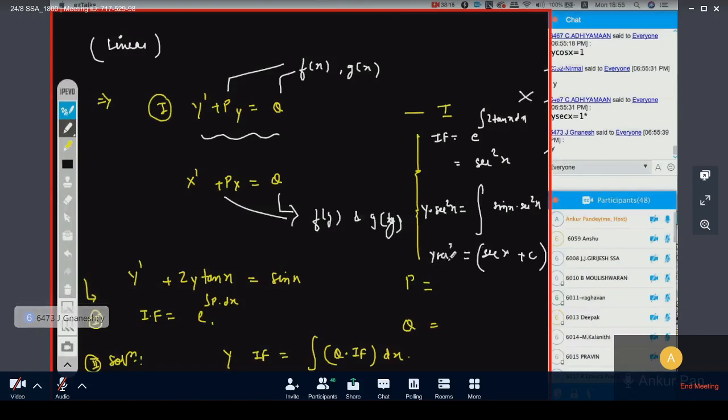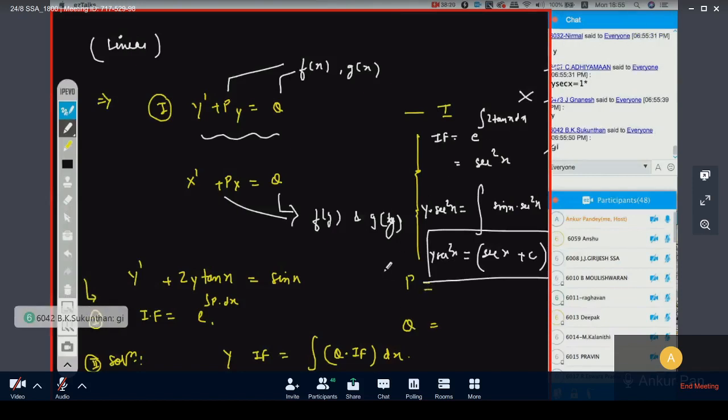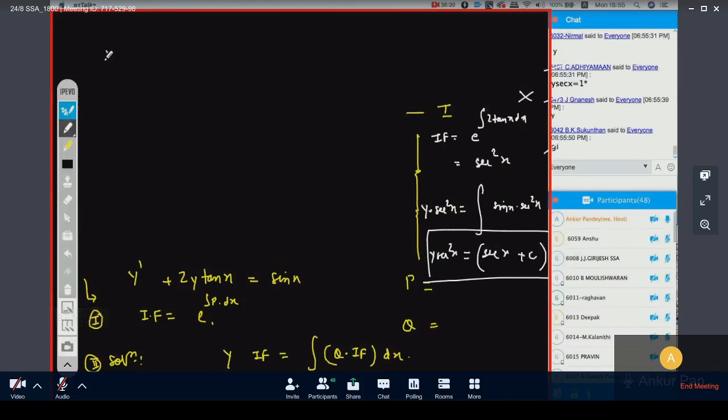This is y into secant square x. Good. Solve this. I'll keep all the formulae intact. Just solve this question. y dash equal to y by x plus x. Solve.